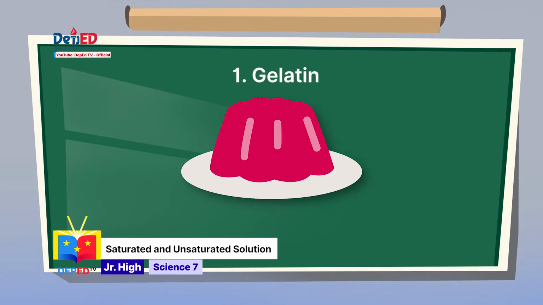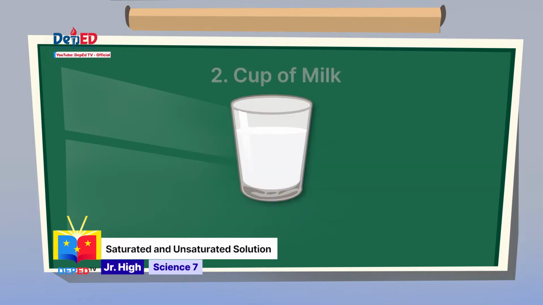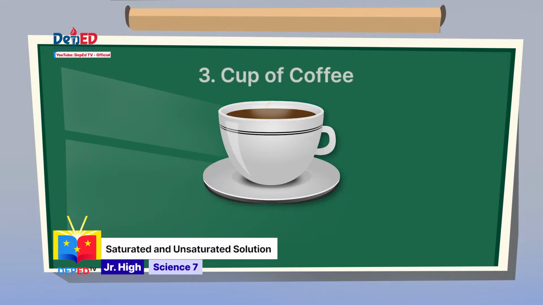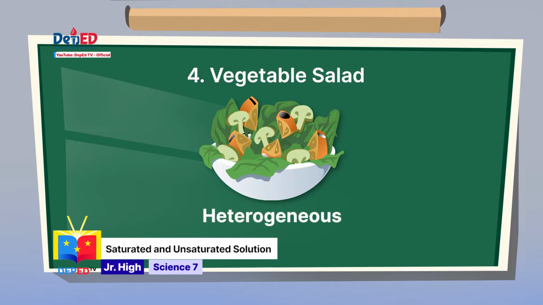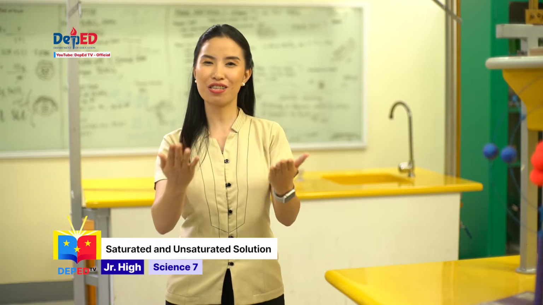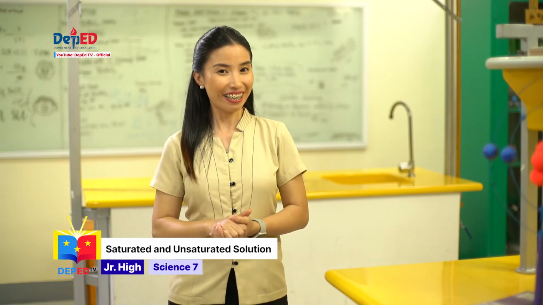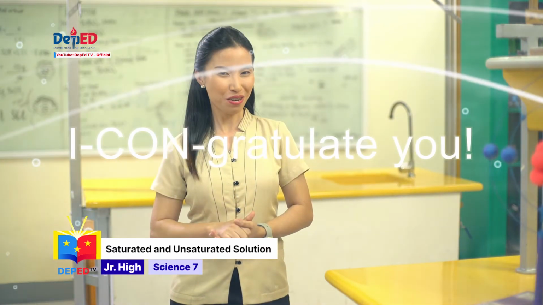Number 1, gelatin. Gelatin is homogeneous. Number 2, cup of milk. Cup of milk is homogeneous. Number 3, cup of coffee. Cup of coffee is homogeneous. And number 4, vegetable salad. Vegetable salad is heterogeneous. I hope you did a great job. If you did, I congratulate you.